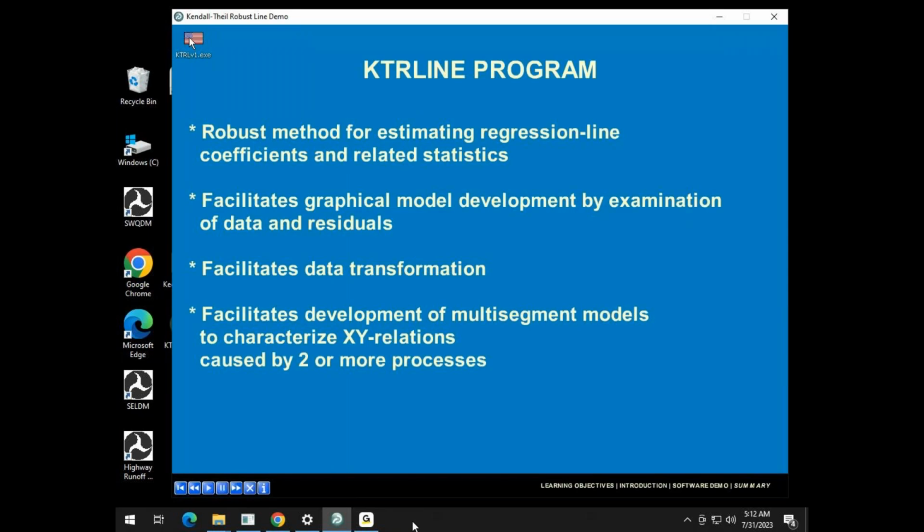In summary, the Kendall-Theil Robust Line program is a robust method for estimating regression line coefficients and related statistics. It facilitates graphical model development by examination of data and residuals. It facilitates data transformation among the ladder of powers, and it facilitates development of multi-segment models to characterize XY relations caused by 2 or more processes.